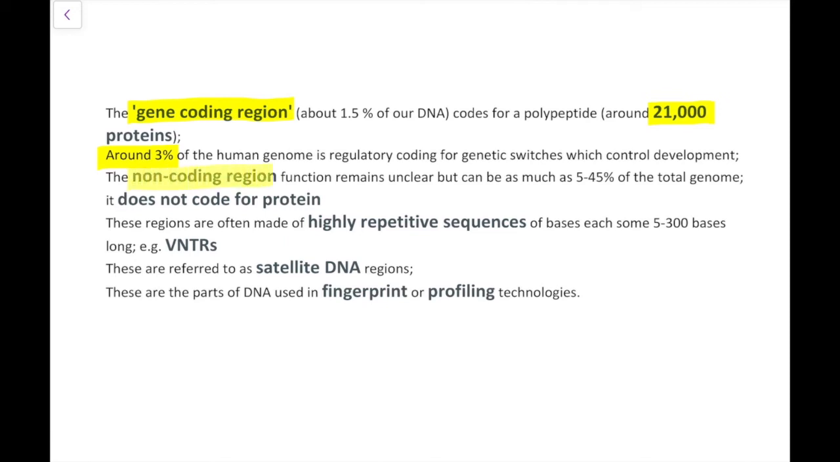We have quite a large non-coding region. In different organisms, it might be 5 up to 45% of the total genome, and it doesn't code for a protein. They're often made of highly repetitive sequences, 5 to 300 bases. For example, the longer ones, 10 up to hundreds, are VNTRs, and we talked about the STRs, the short tandem repeats, and they're also referred to as satellite DNA regions. And these are the parts that we use in DNA fingerprinting and profiling, and we'll have a look at why.